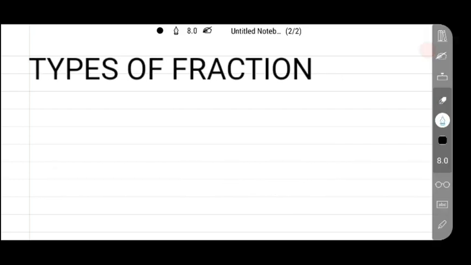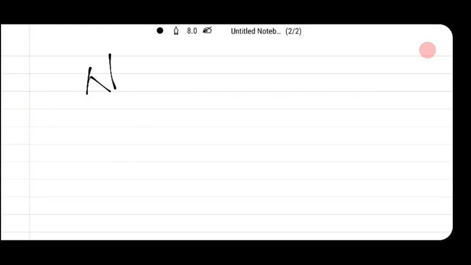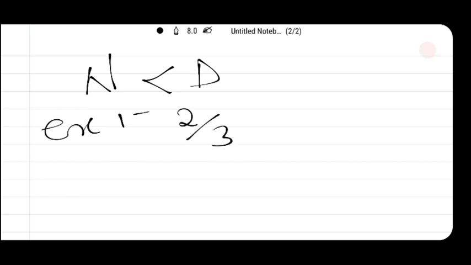Now we will learn about the different types of fraction. So the first one we will discuss is the proper fraction. If the numerator is less than the denominator, then it is called a proper fraction. Here the numerator is less than the denominator. That means the value of the numerator is less than that of the denominator. Okay, for example 2 upon 3, 5 upon 6, etc.